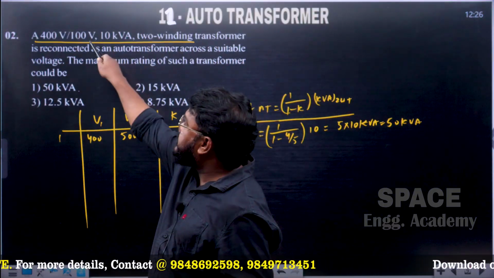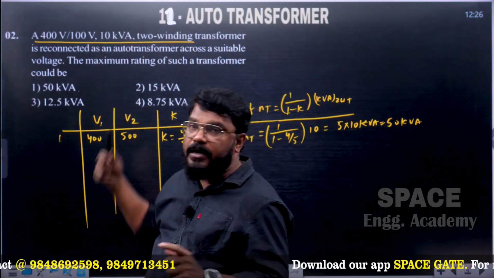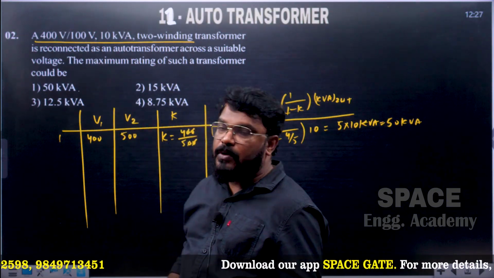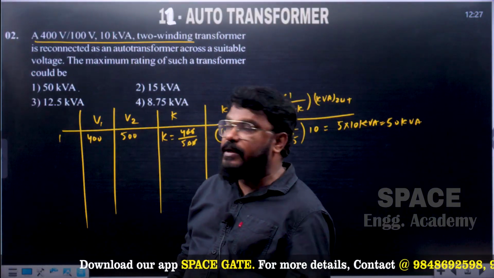తర్వాత ఇన్పుట్ వోల్టేజ్ 100 అనుకొని సిరీస్ అడిటివ్ పొలారిటీ కనెక్షన్. ఇన్పుట్ వోల్టేజ్ 100 అనుకొని సిరీస్ ఆఫ్ సబ్ట్రాక్టివ్ పొలారిటీ కనెక్షన్. ఆ నాలుగిట్లో ఎక్కడ మ్యాక్సిమం కేవీఏ రేటింగ్ వస్తుందో వెరిఫై చేయాలి.